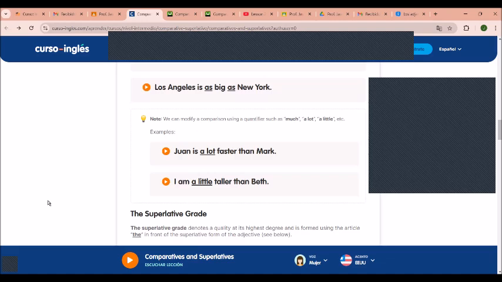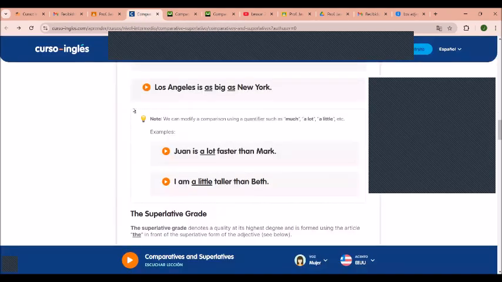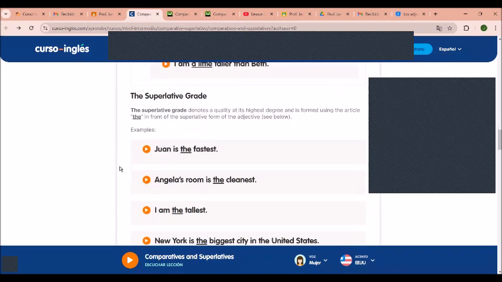All right? So to recap, when we're comparing, we are doing two items. The next set is for when we have a group of items. Now, if it's one of three, we use what we call the superlative form.